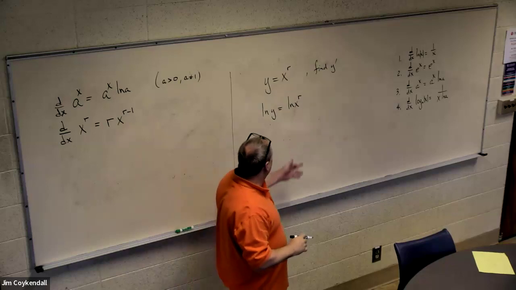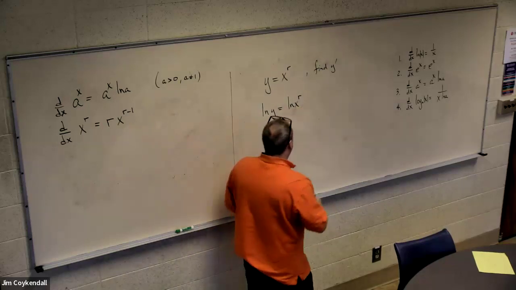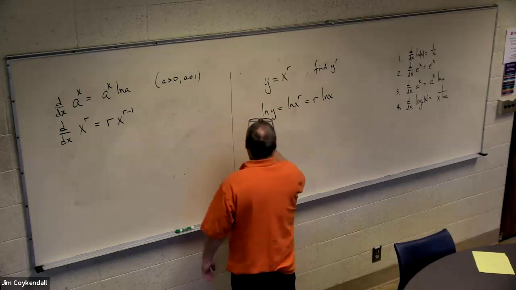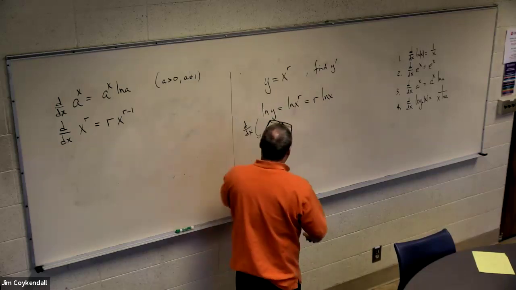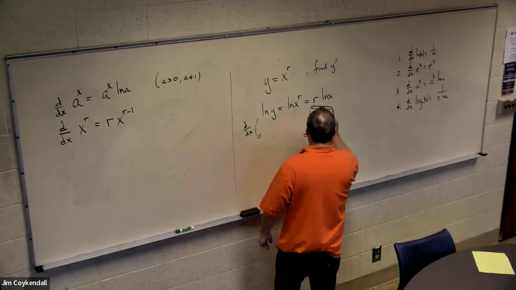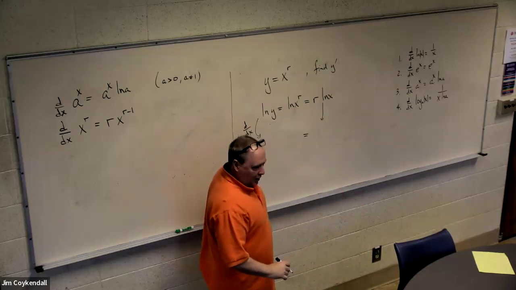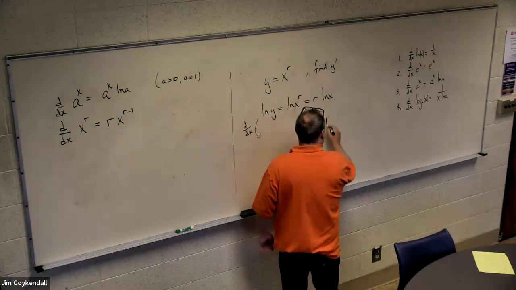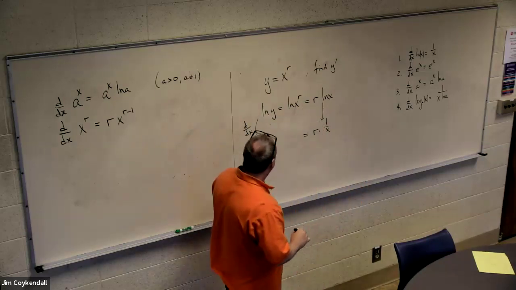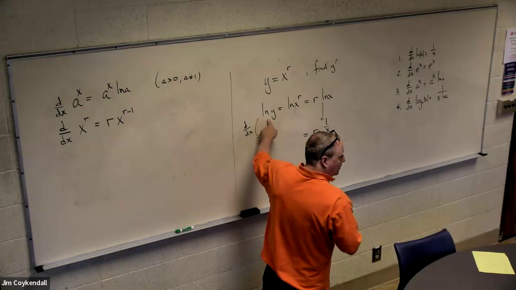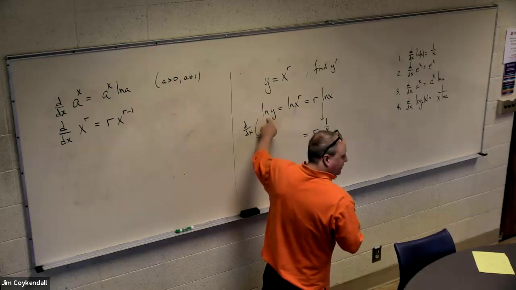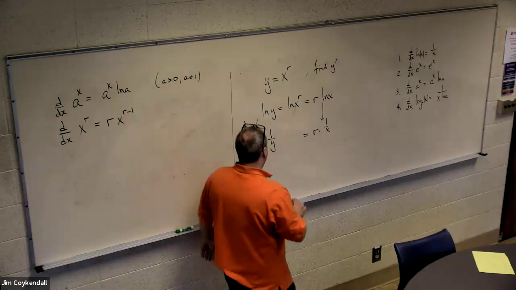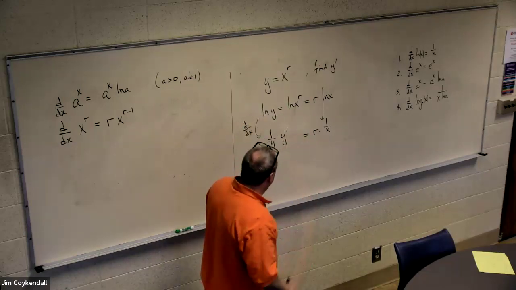Now, what's one of the big things about log? What are we going to be doing with this r? The derivative of r log x is what? r times derivative of log x, which is 1 over x. Great. The derivative of log y is 1 over y times what? Good. So we've chain ruled that second thing.